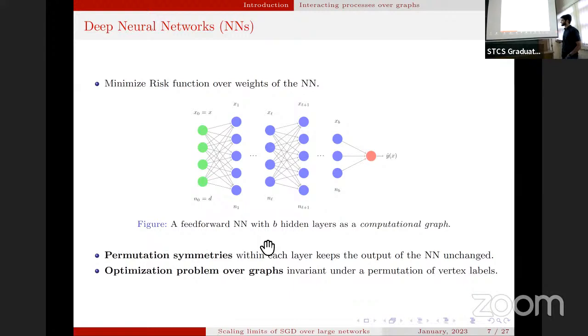One thing very similar that we saw earlier. Permutation symmetries within each layer keep the output of a neural network unchanged. And optimization problems over graphs are invariant under the permutation of the vertex labels.